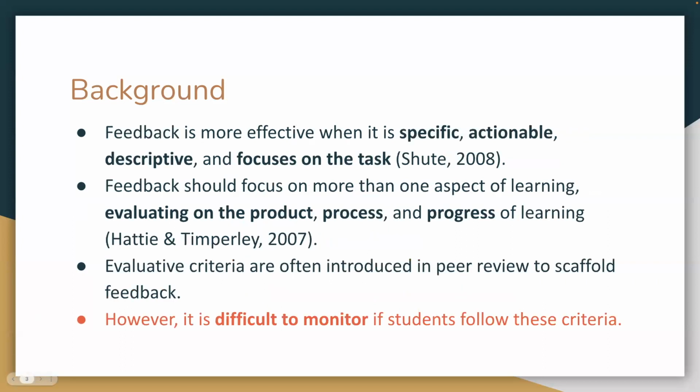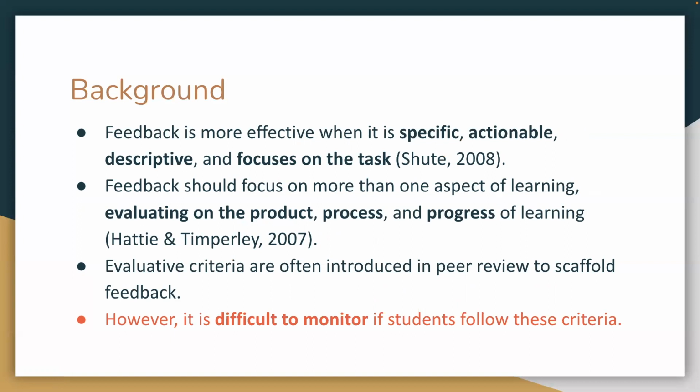As such, many studies have been conducted to understand what qualities or attributes make peer feedback more effective. So in Shute 2008, based on empirical evidence, she shows that feedback is more effective when it is specific, actionable, descriptive, and focuses on the task.